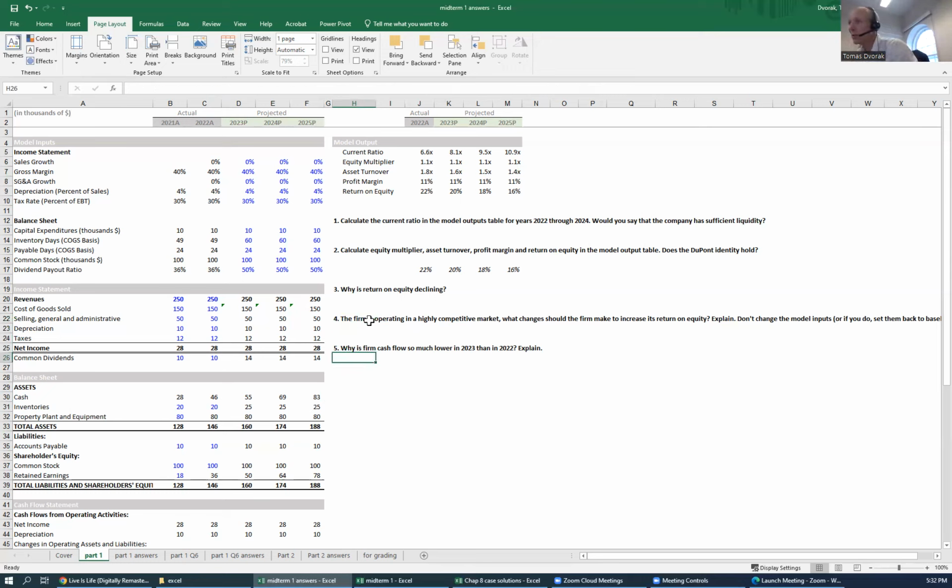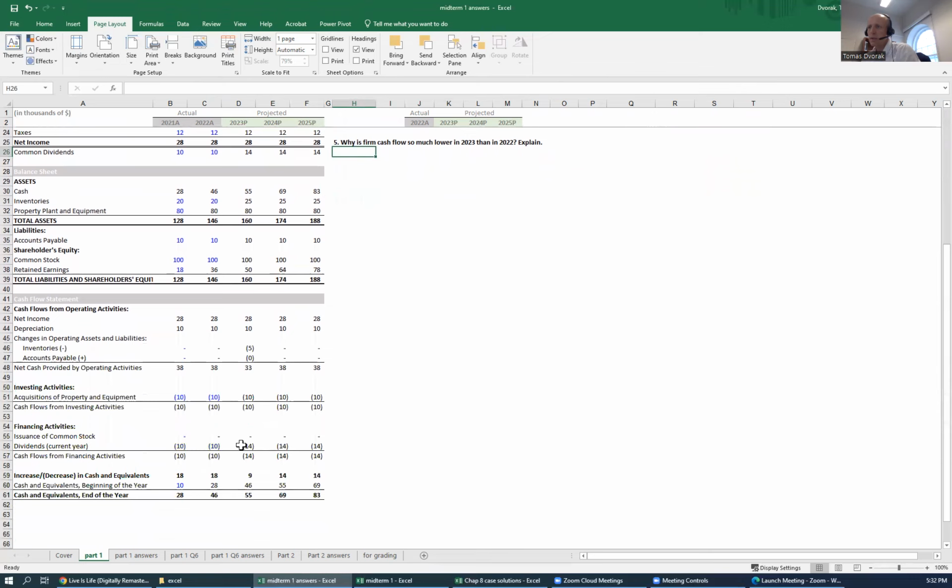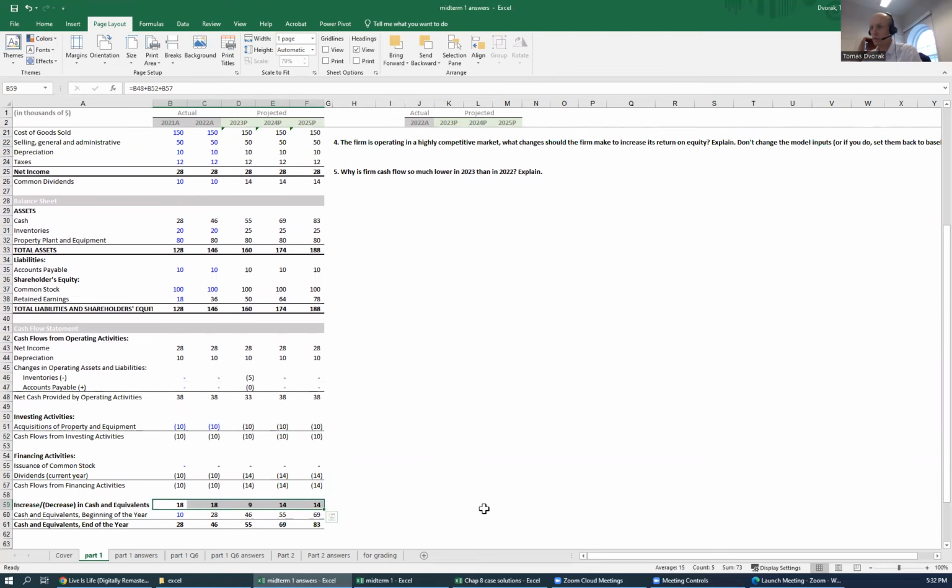Why is the firm cash flow so much lower in 2023 than in 2022? Well, let's take a look. So here's the cash flow. In this row, we see cash flow. It's always positive. Every year they're increasing their cash position. But in 2023, the increase was only $9 instead of $18. Why is that? Well, the net cash provided by operating activities went down by $5.